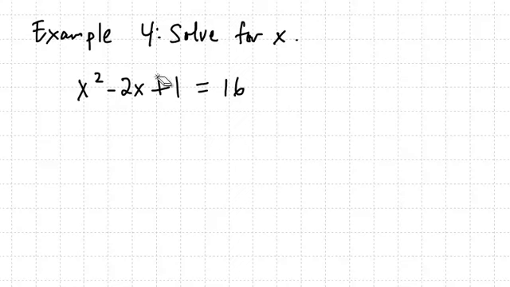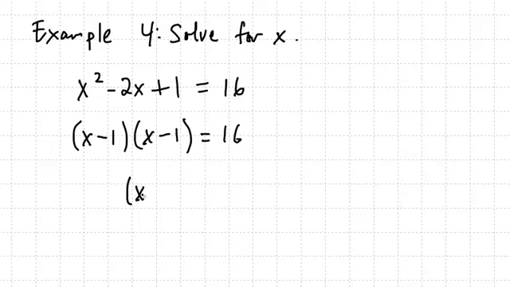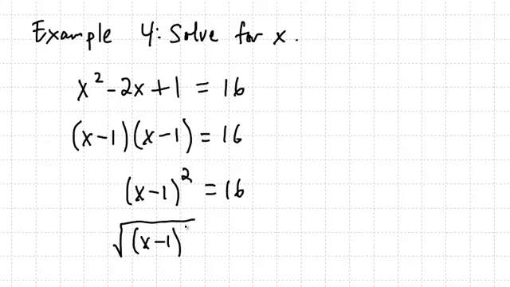So let's erase this and let's talk about what the correct way to solve an equation like this is. I notice that on the left side here, I have a trinomial that can be factored. If I factor this left side, I get (x − 1)(x − 1) = 16. Well, x − 1 times x − 1, isn't that just (x − 1)² equals 16? And now suddenly this looks a lot like example 3. I'm going to take the square root of both sides. So the square root of (x − 1)² is equal to positive or negative square root of 16.